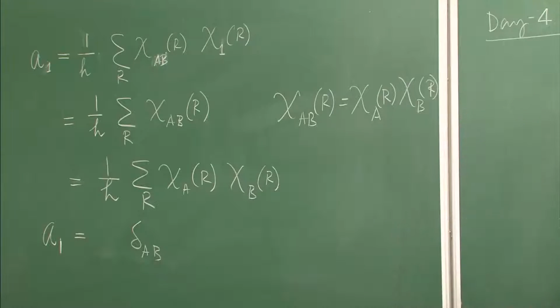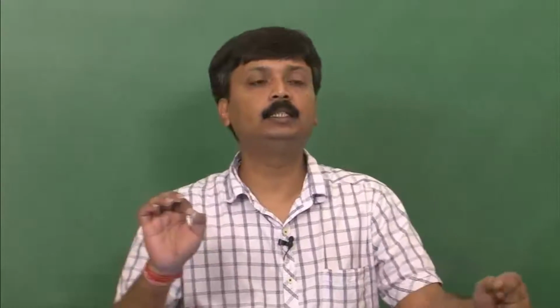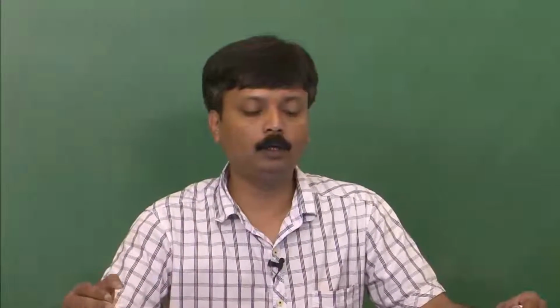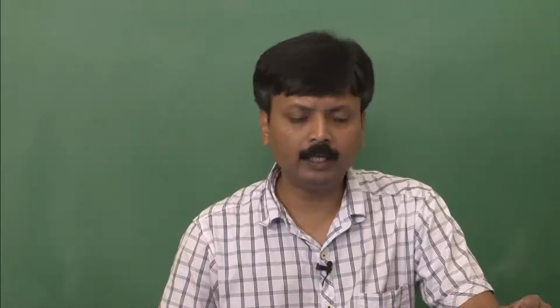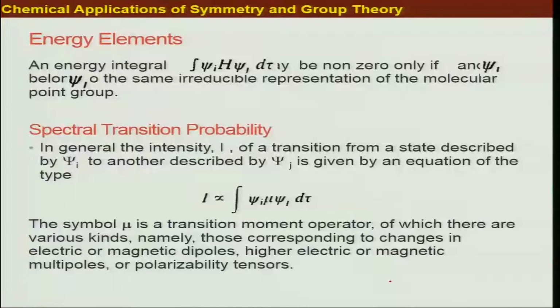Okay. Where is this property used? This is used when we try to find out the energy elements of any given molecule, or we want to find out about the spectral transition probability, and we will have a look at those things right now. So, what is an energy integral? Energy integral we can easily find out, because you know about the Schrodinger equation.